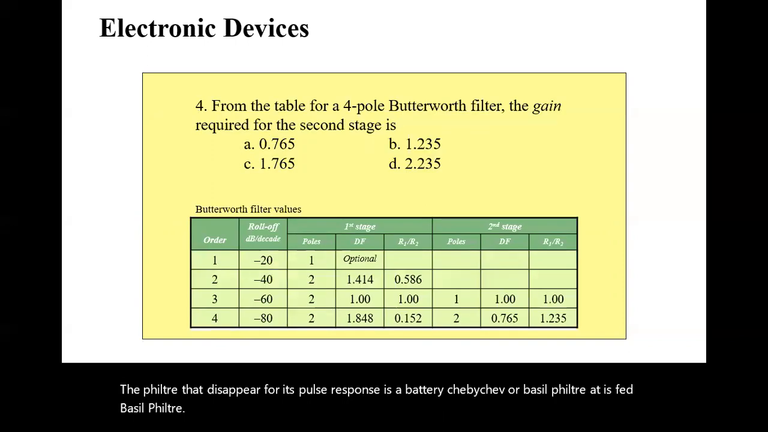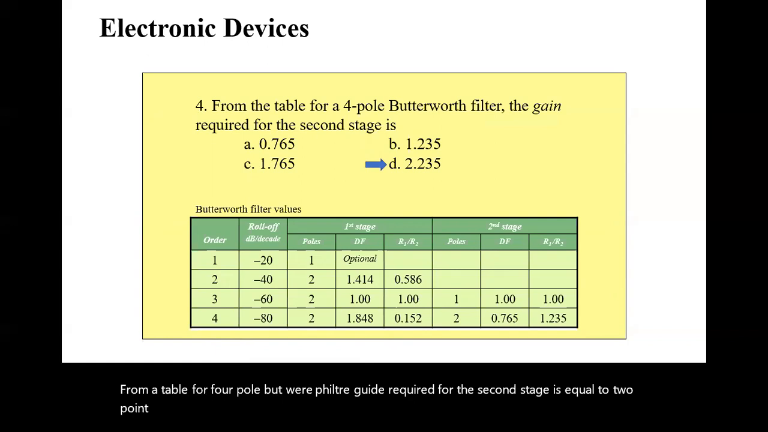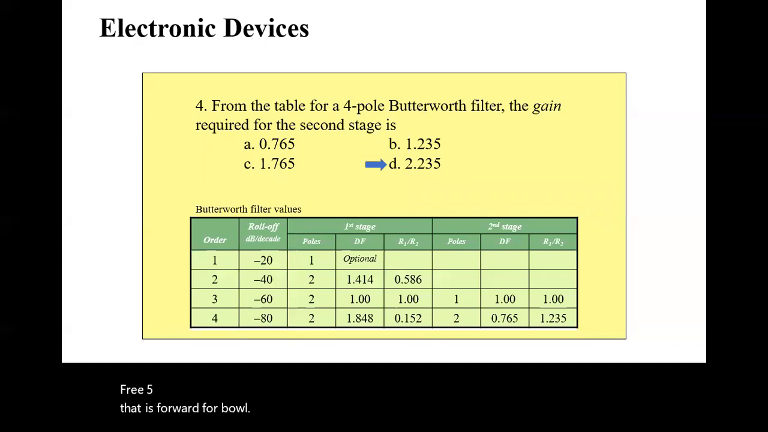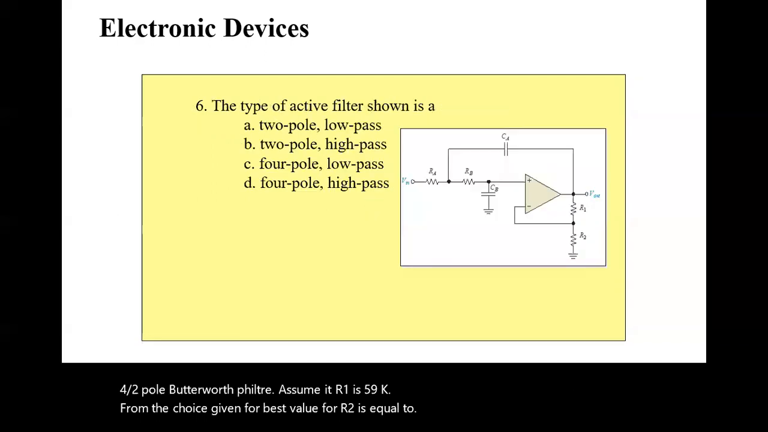From a table for a 4-pole Butterworth filter, the gain required for the second stage is equal to 2.235. That is for the 4-pole. For a 2-pole Butterworth filter, assume that R1 is 39K. From the choices given, the best value for R2 is equal to 68 kilo ohm.